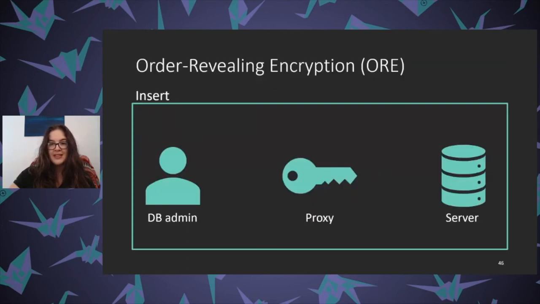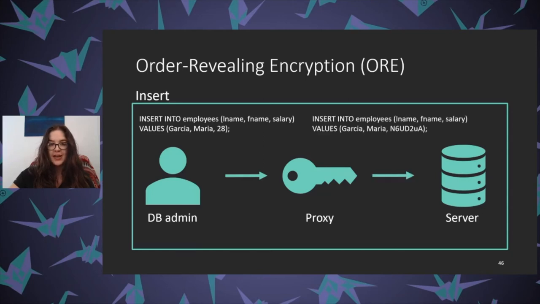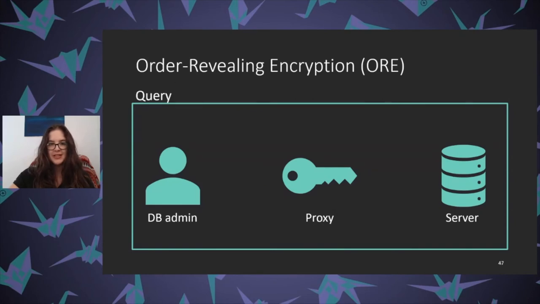You can think of three entities: a database admin, a trusted proxy, and an untrusted server. The idea is that a database admin will insert a record like an employee named Maria Garcia, who earns $28 an hour. The proxy encrypts this record using ORE and sends this entry to the server. And you can see this N6 blah, blah, blah, seemingly random value, and it looks like junk, but it has special properties. So to query, the admin will send their request to the proxy. Say they want all employees who are making between $25 and $30 an hour.